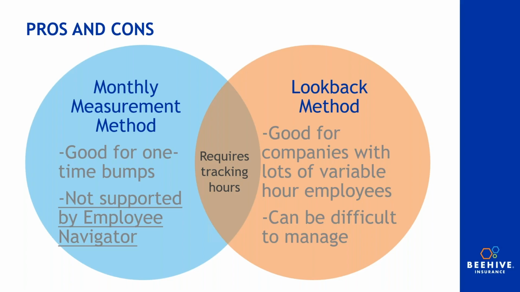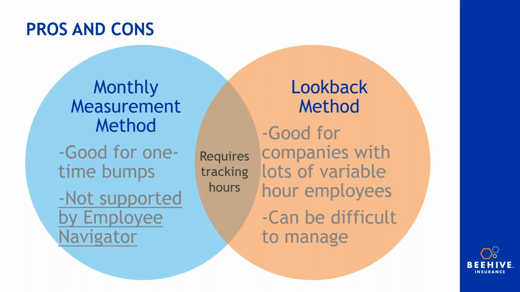In that case of an employee working, say, 130 hours in February, but not working 130 hours in March, you would need to offer them benefits in February, but not in March. And then if they begin working more hours in April, that's another offer of benefits. So it can be up and down using the monthly measurement method, which is also part of the reason it's not supported by Employee Navigator. And that's why I suggest it primarily for one-time predictable bumps where you have very predictable hours across all of your employees.